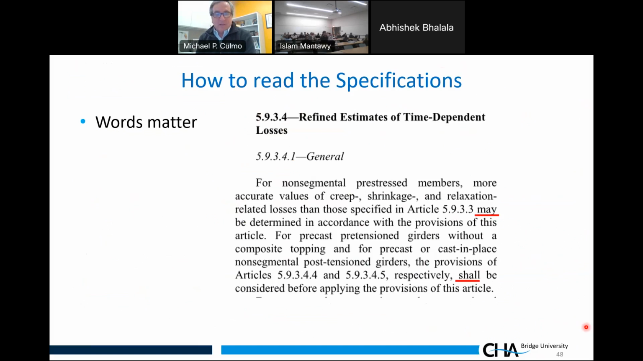I love this provision here. It says for segmental pre-stressed girders, blah, blah, blah. All right. The related losses other than those specified in Article 5.9.3.3 may be determined in accordance with the provisions of this article. But for precast pretension girders without blah, blah, blah, Articles 5.9.3.4.4 and 5.9.3.4.5 shall be considered. I like the word: it says shall be considered. Shall means it's mandatory. Considered means it's optional. Another example of a poorly written provision. Again, when in doubt, shalls are shalls, mays are shalls, you're going to be okay.